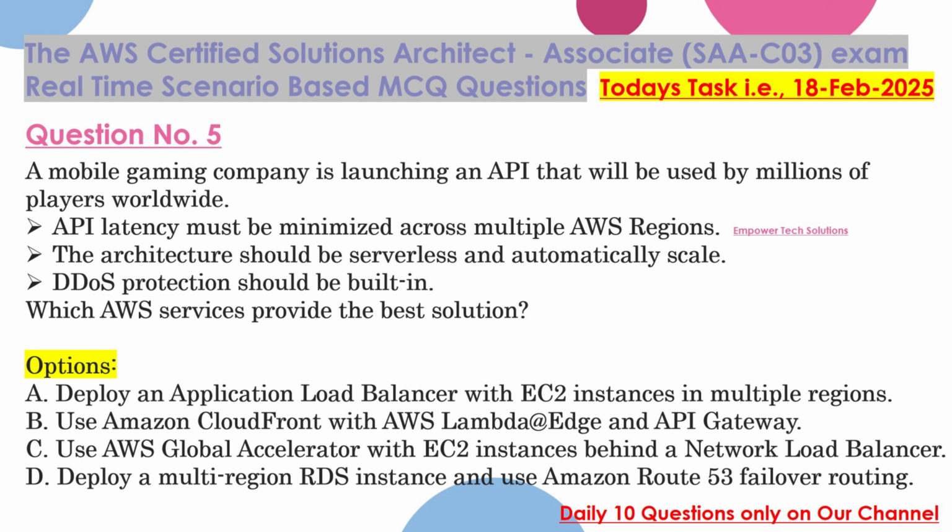Options: A. Deploy an Application Load Balancer with EC2 instances in multiple regions. B. Use Amazon CloudFront with AWS Lambda@Edge and API Gateway. C. Use AWS Global Accelerator with EC2 instances behind a Network Load Balancer. D. Deploy a multi-region RDS instance and use Amazon Route 53 failover routing.